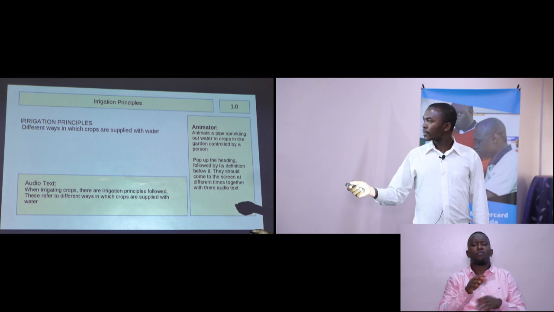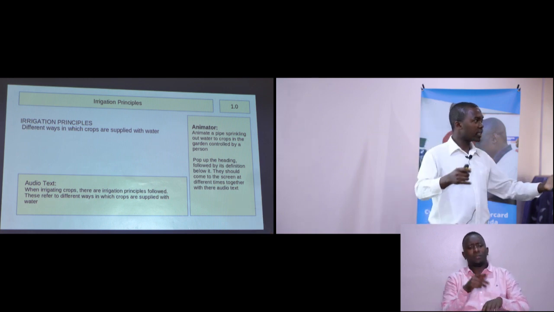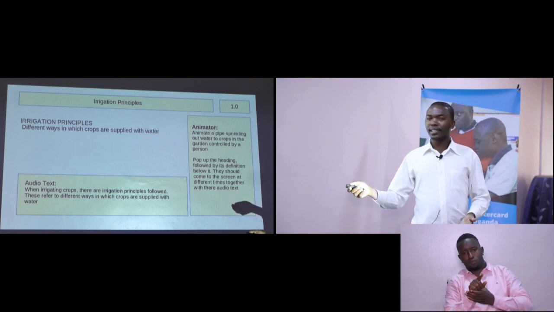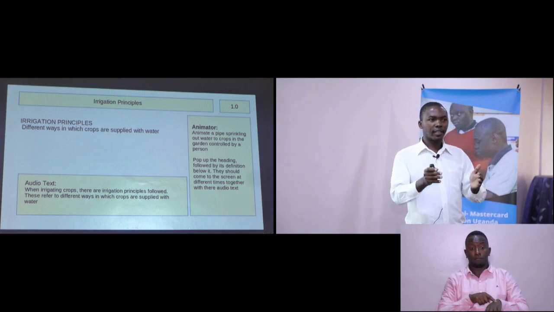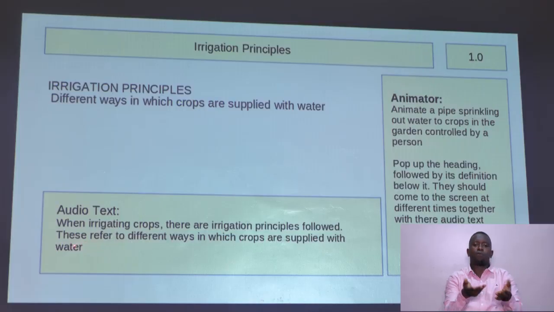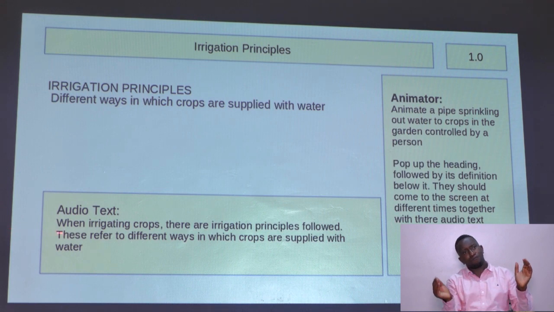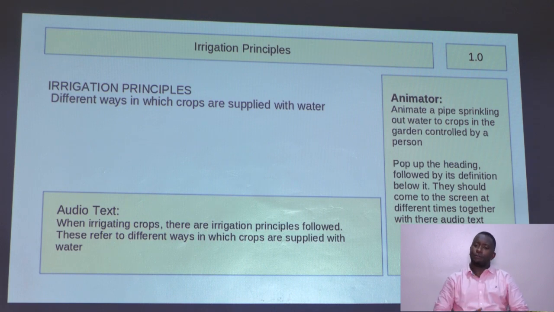So once this text is uttered in voice format, when irrigating crops, even if this person is not seeing the image, once I tell you that when irrigating crops, you have in mind that someone is irrigating crops. And then I tell you there are principles followed. But these principles refer to different ways in which crops are irrigated. This is not a word that is going to be on the screen. This is something that is going to be put in audio. So you should not see it as a repetition here.